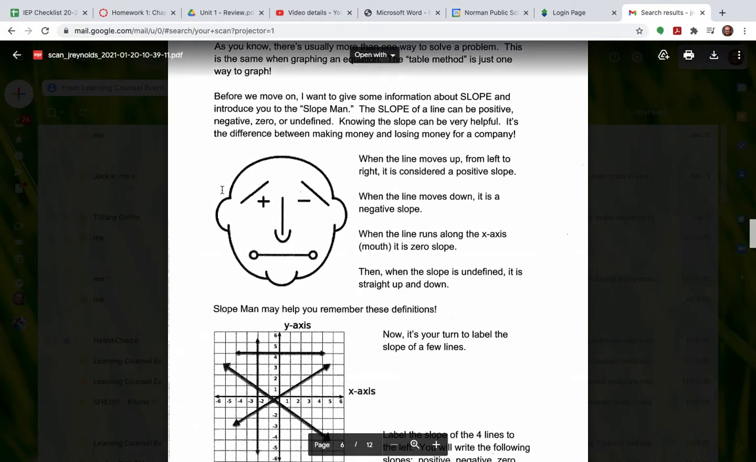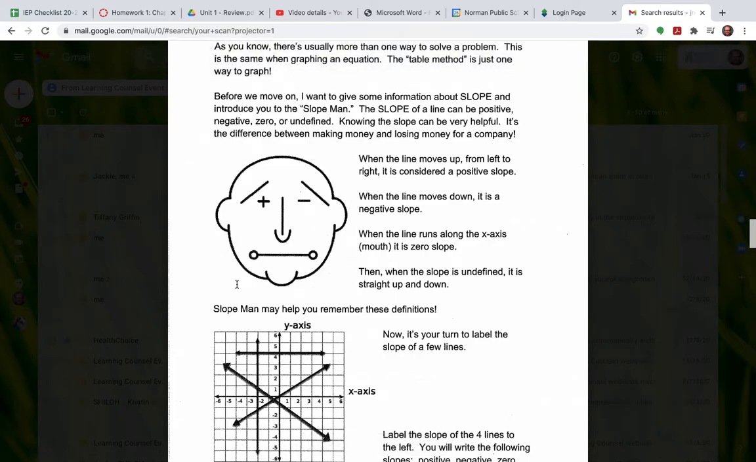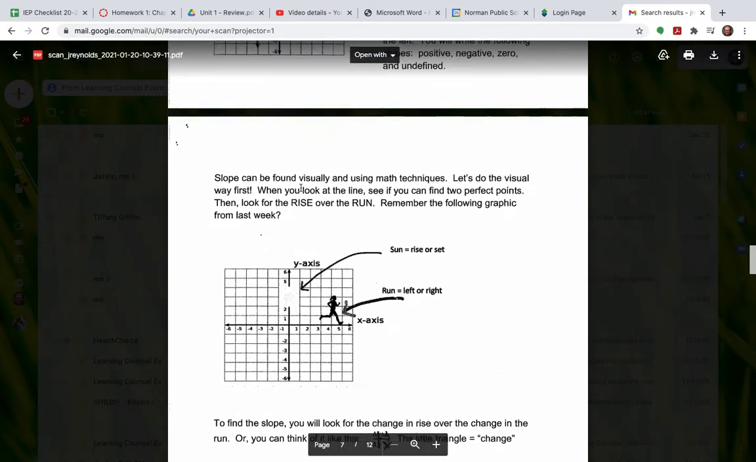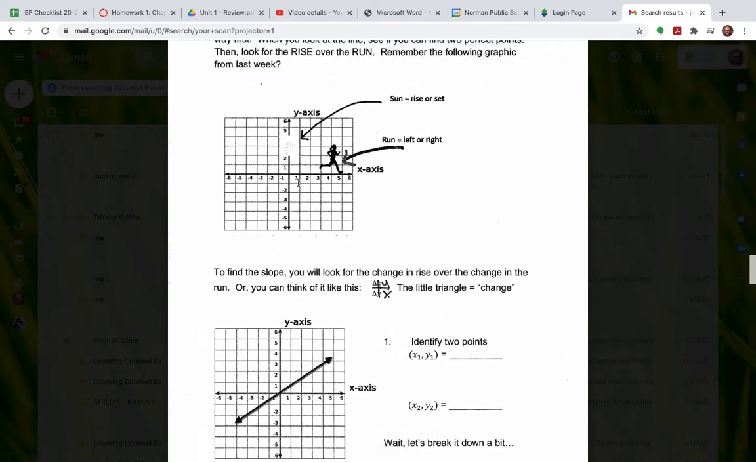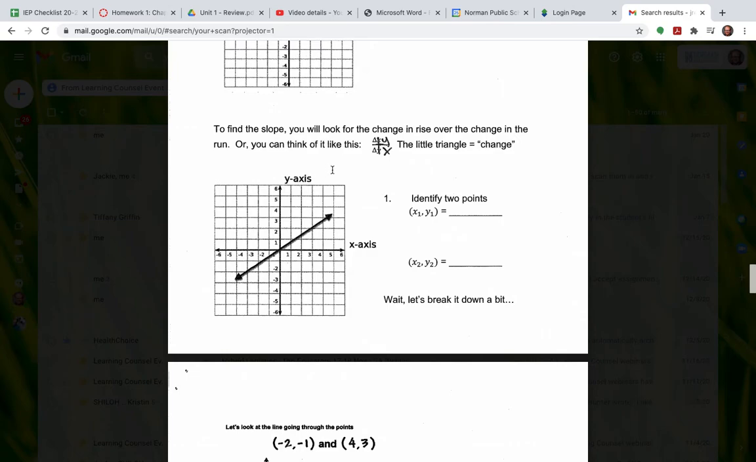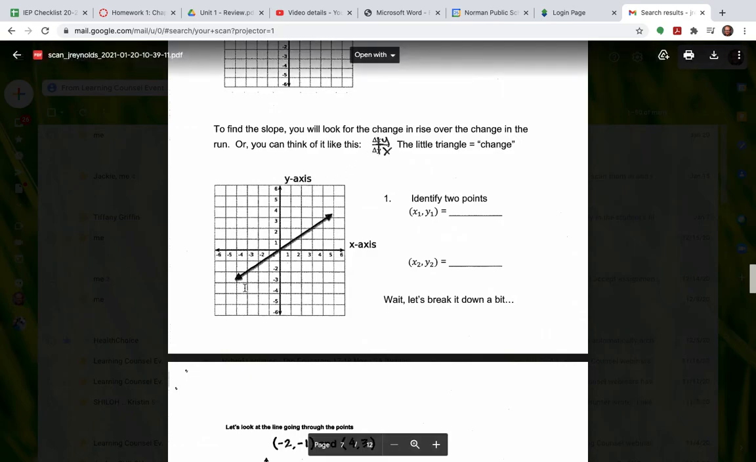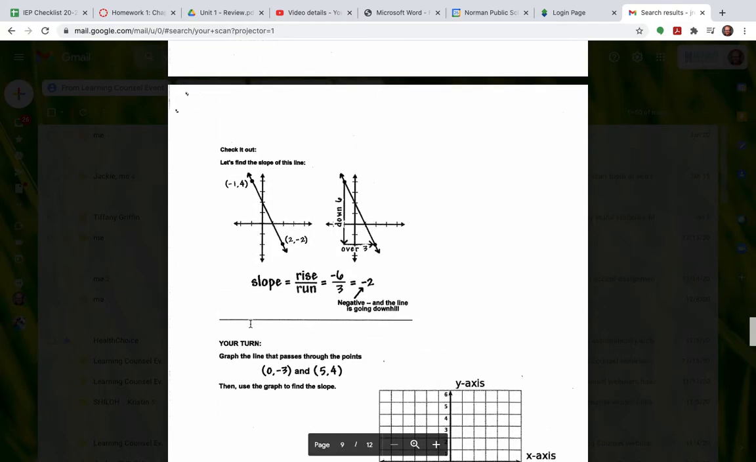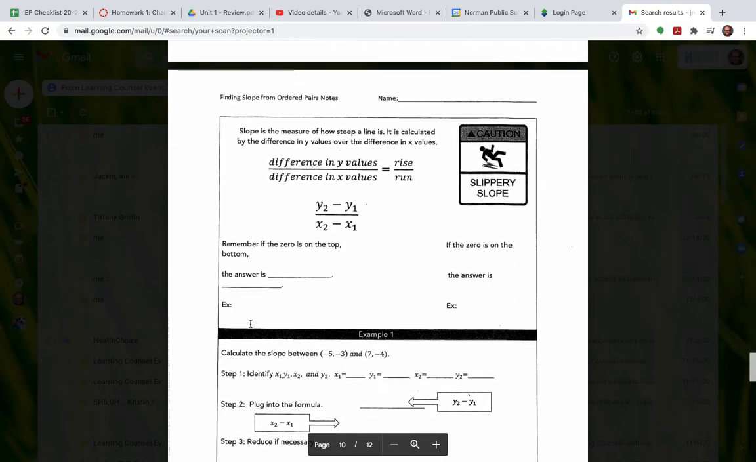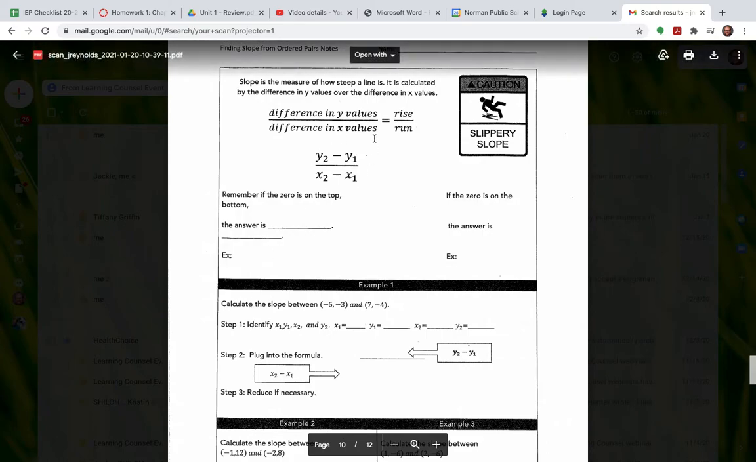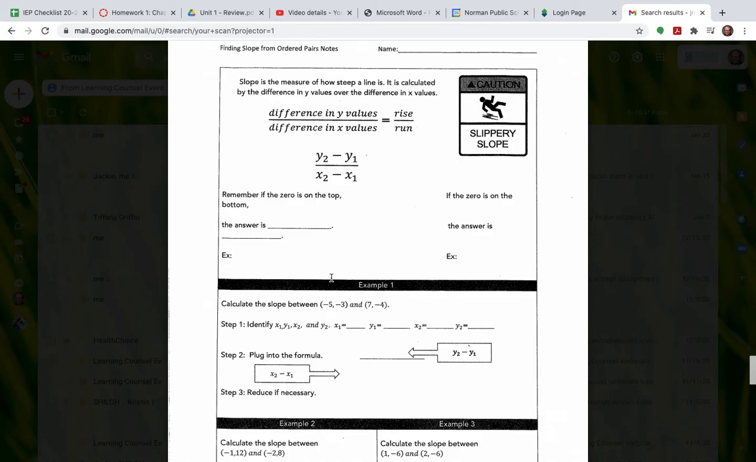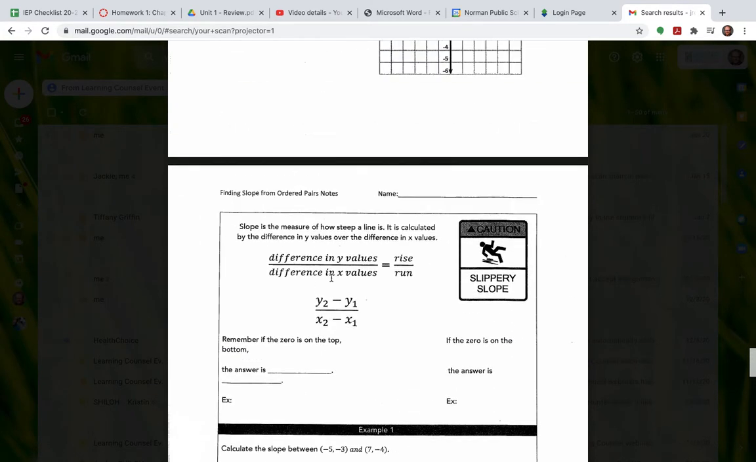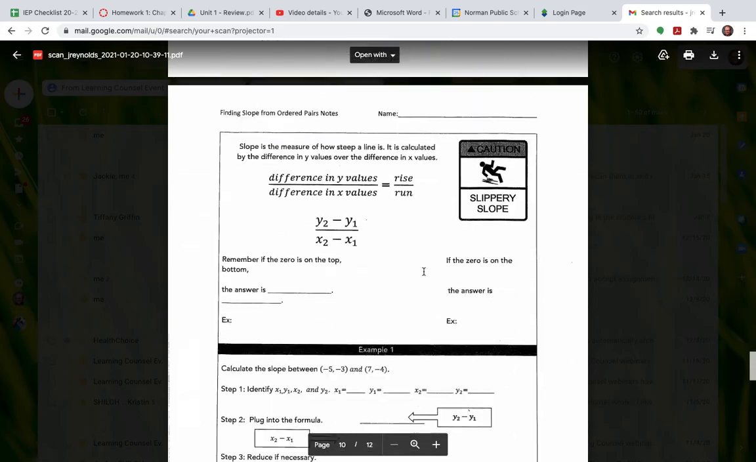This is Slope Man. You'll definitely be very familiar with Slope Man and Slope Dude by the time we're done. The different kinds of slope. Talking about how slope is rise over run, or delta y over delta x. How we can identify those points and find slope that way graphically. But then we're going to start looking at slope using an equation. So if they give you 2 points, then you can figure out how much the slope is that way. So we'll have slope visually.